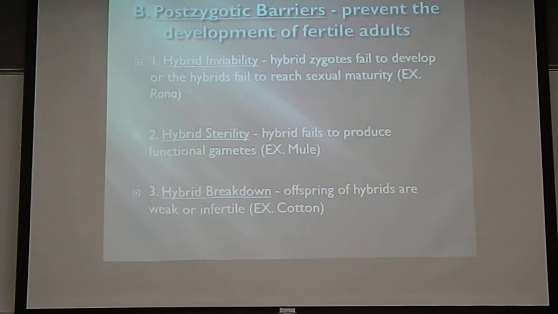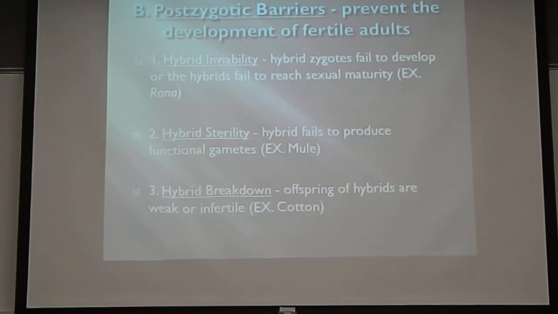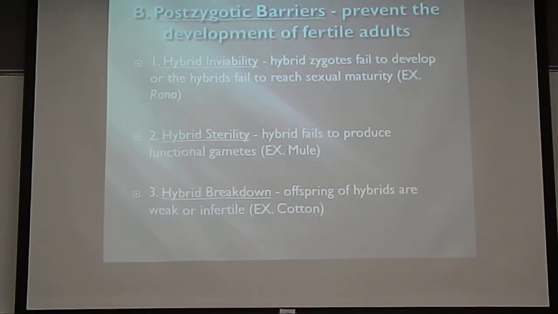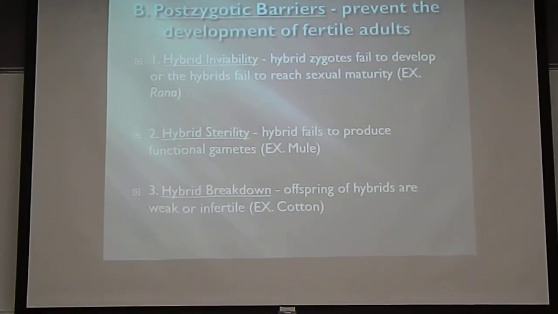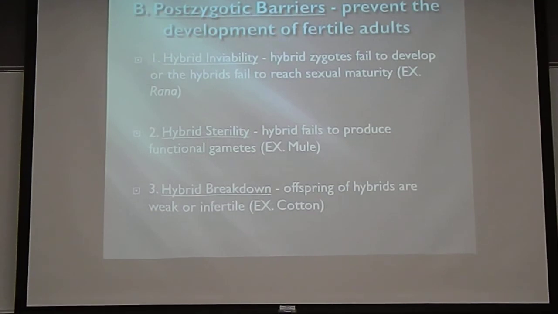And what happens is that the hybrid that is being produced, most of the time, just doesn't develop, right? Sometimes it does, and those individuals are pretty weak and they don't live very long, right? So this is called hybrid inviability.